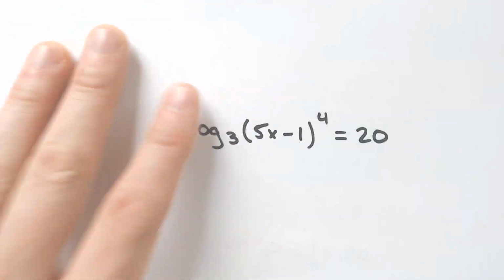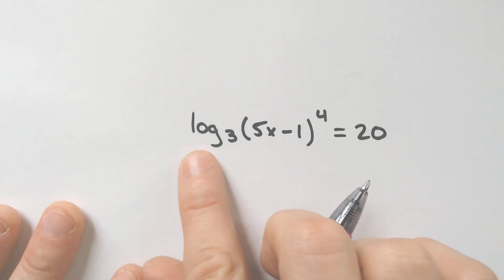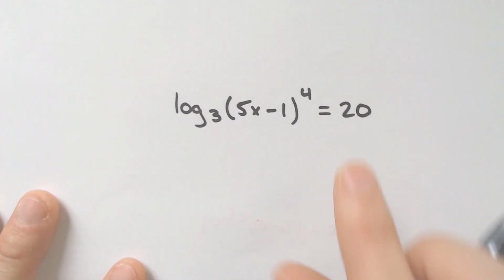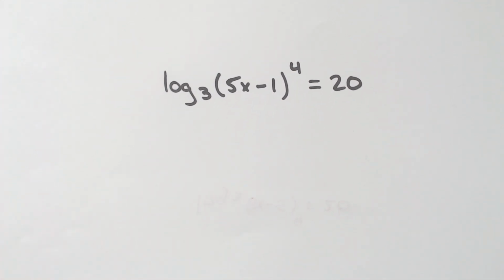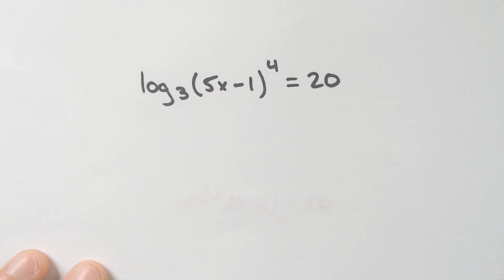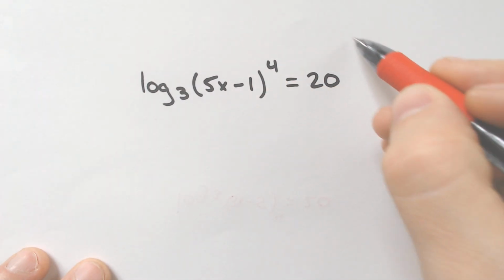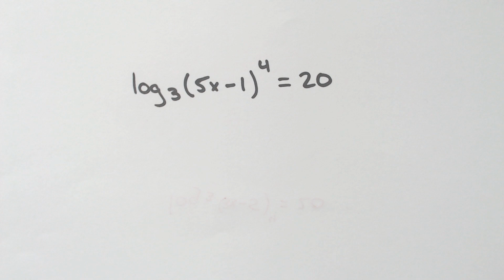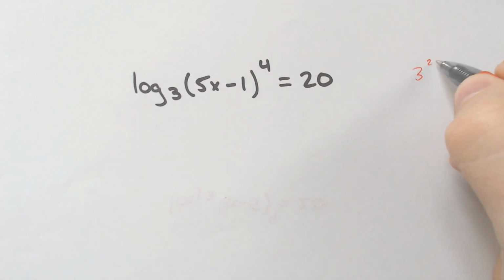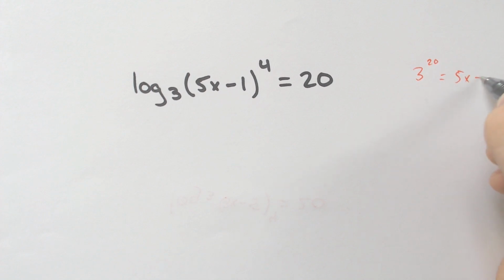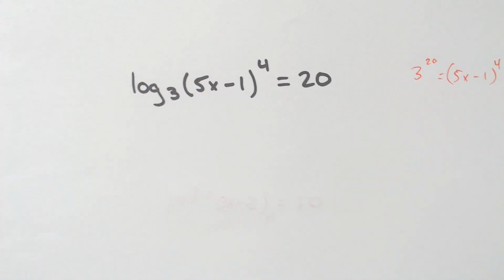One more, ladies and gentlemen. Last one. This one looks like it's an easy problem, comparatively. But if you don't think ahead of time, this will break the problem. For instance, if you swish this problem around, you would get 3 to the 20th power, which will break your calculator. If you swished it in the beginning, 3 to the 20th power would equal 5x minus 1 raised to the 4th power. It's just not going to work.